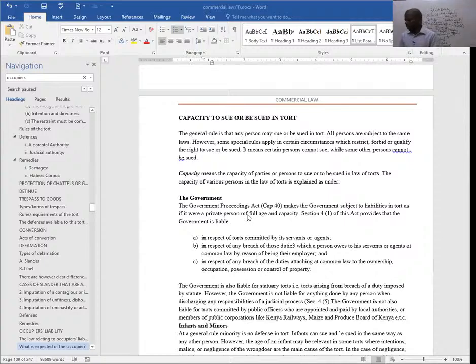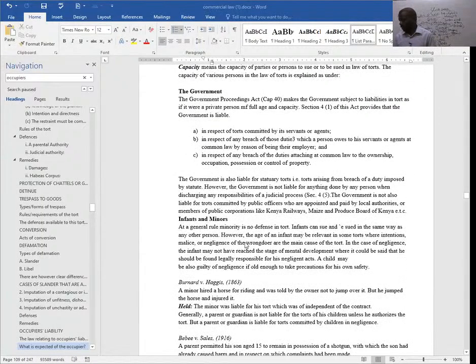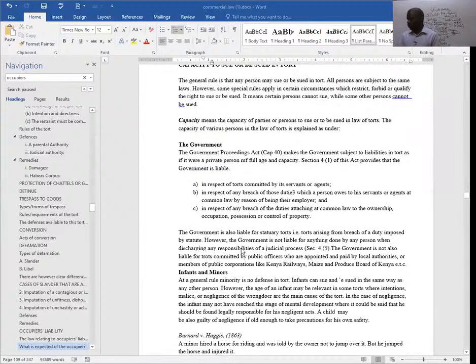So infants and minors, do they have the capacity to sue or be sued under tort? As a general rule, minority is no defense in tort. Infants can sue or be sued in the same way as any other person. However, the age of the infant may be relevant in some torts where the intentions, malice, or negligence of the wrongdoer are the main cause of the tort. So you can see that under certain torts, it doesn't matter whether you have attained the age of majority or not, an infant or a child can still be held responsible.